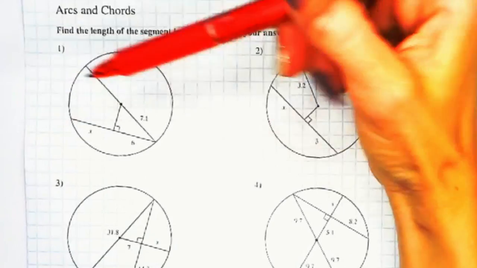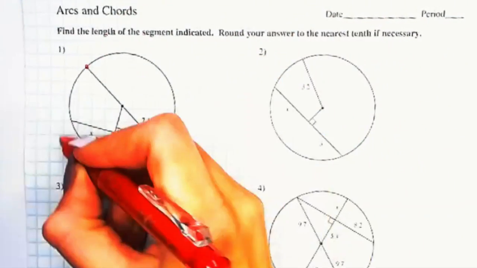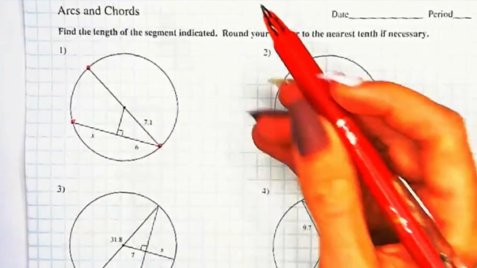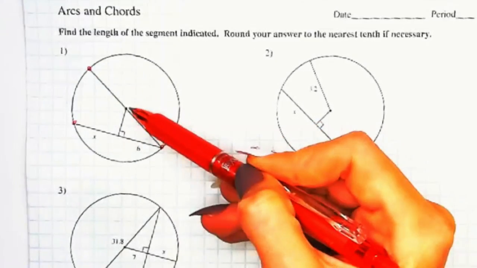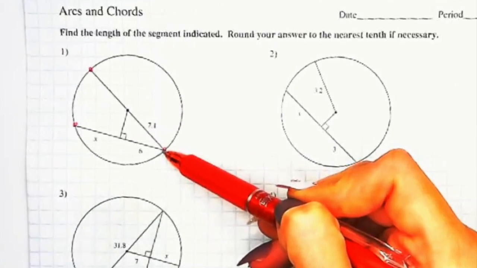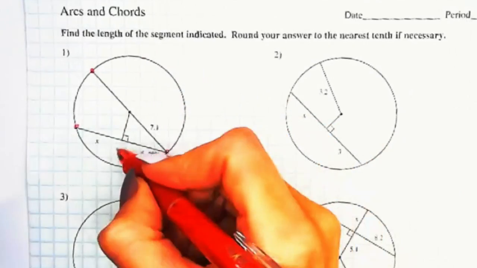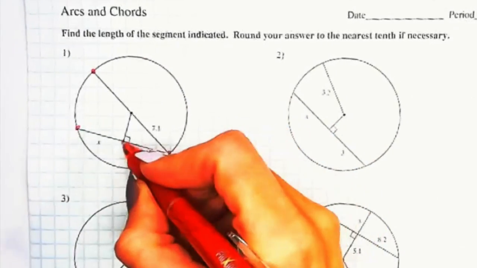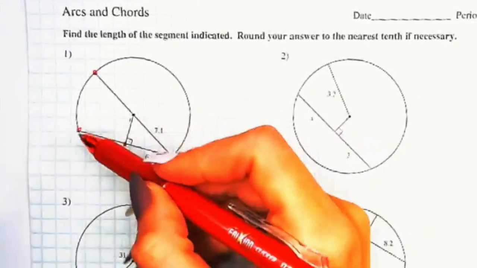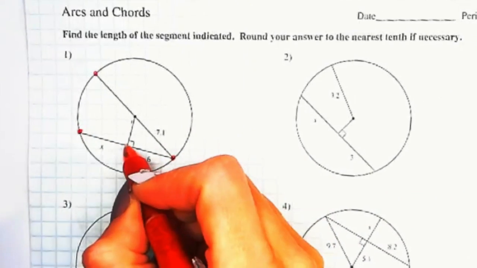Now we have an example here, number 1. So I'm going to work on the odds with you, and you're going to do the evens for homework. So we have an example here where this little line segment going from the center to the edge of the circle, or the circumference, has a length of 7.1. And now this piece right here going from that right angle to this point right here has a length of 6. And you're being asked, how long is this piece going from right there to right there?